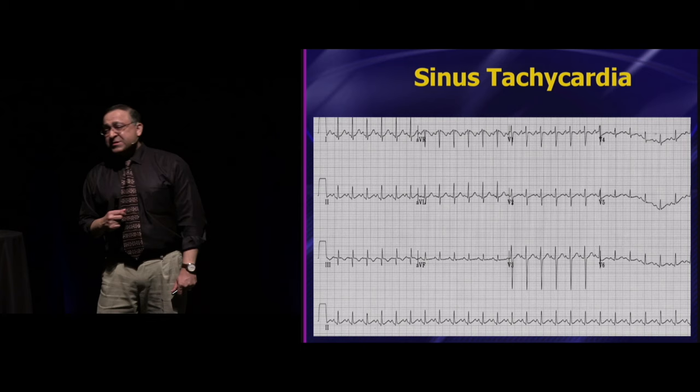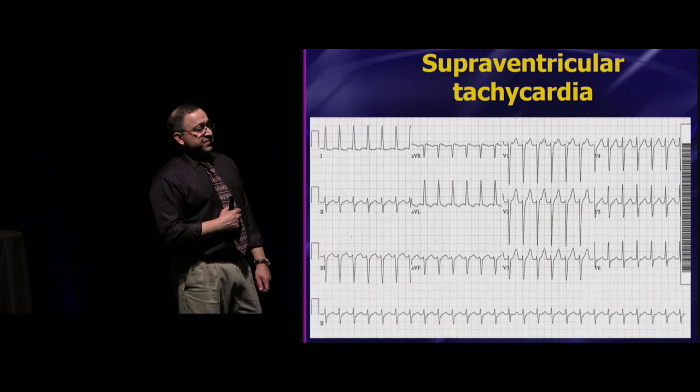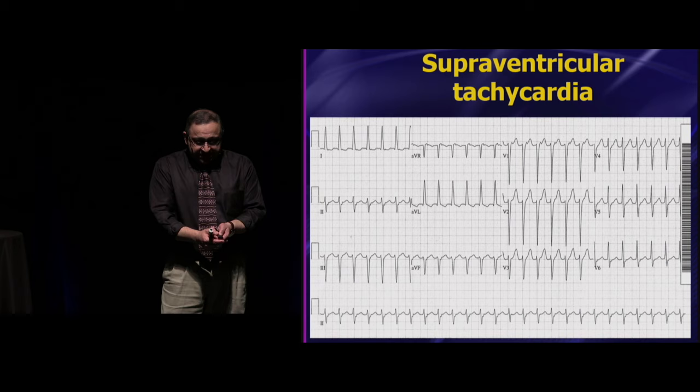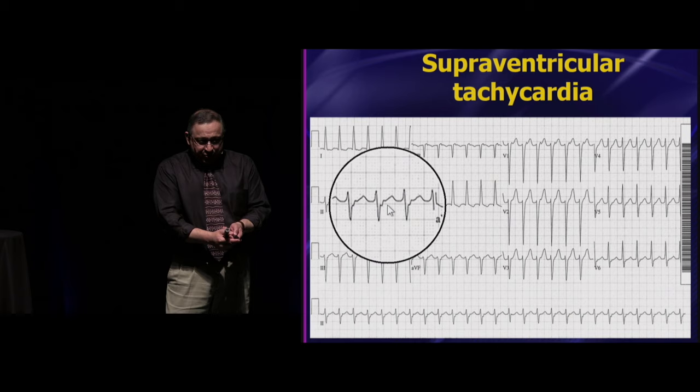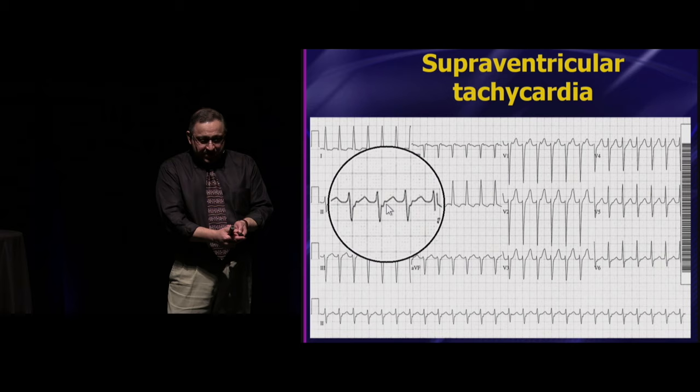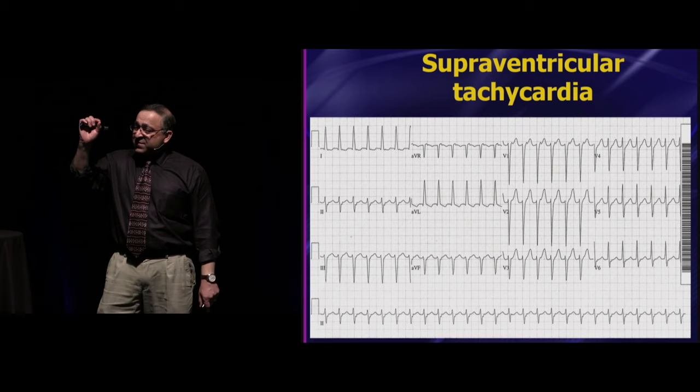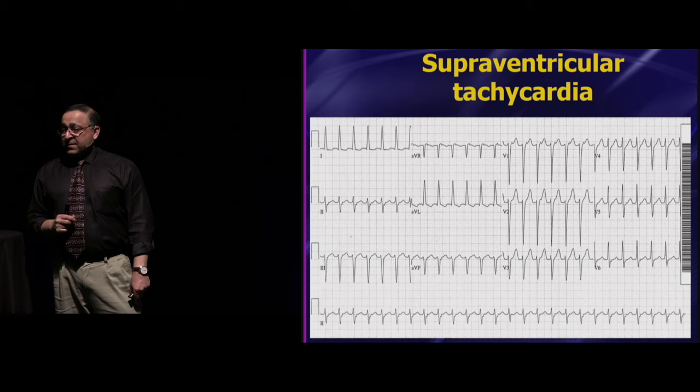All right, so here's your SVT, narrow regular tachycardia, and you'll notice up here, remember how I said with SVT, sometimes you can have P waves pop out right after the QRS? Take a look at that. There's a retrograde P wave right there. Right? I don't have too much of a caffeine tremor right now, so there it is. All right? So oftentimes you see little P waves right after the QRS, and that can be helpful at suggesting an SVT.